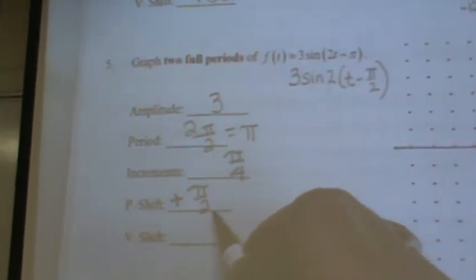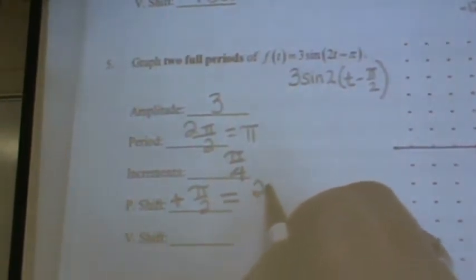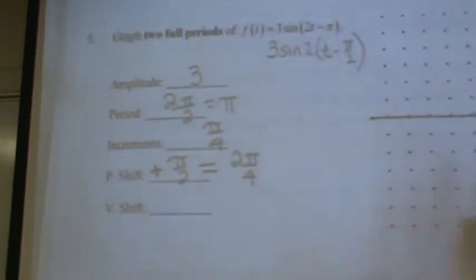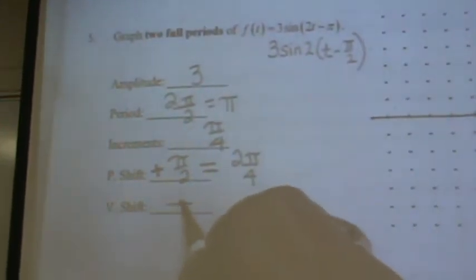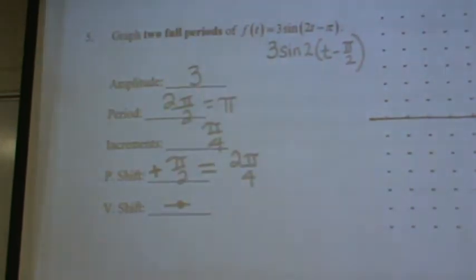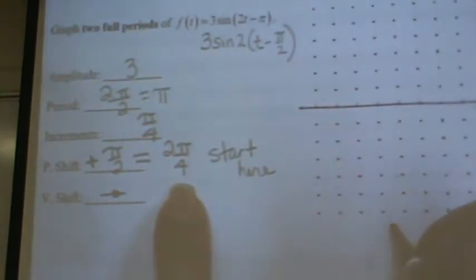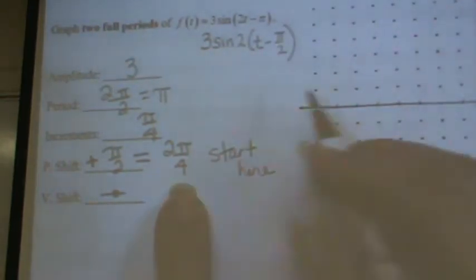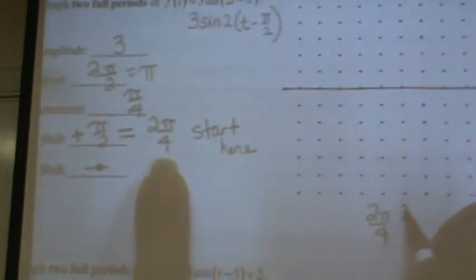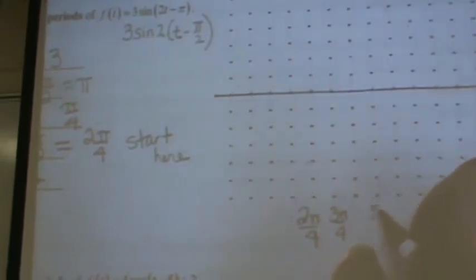But I don't like the fact that this is pi over 2 and this is pi over 4. So what am I going to make this equal to? I'm going to make it 2 pi over 4. And we don't have a vertical shift. We're on the x-axis. So you're going to start here at 2 pi over 4. And you're going to count by pi over 4. So this is 3 pi over 4, 4 pi over 4, 5 pi over 4, 6 pi over 4, 7 pi over 4, 8 pi over 4, 9 pi over 4, 10 pi over 4.